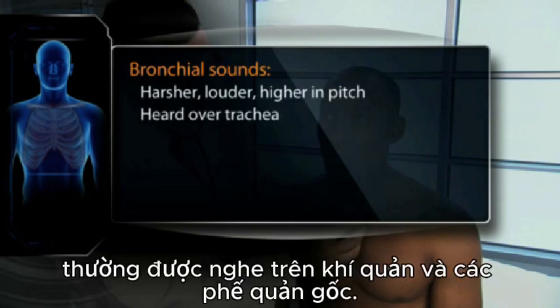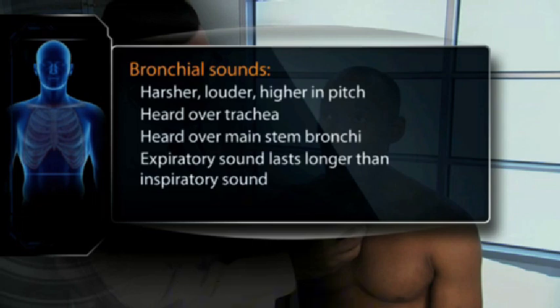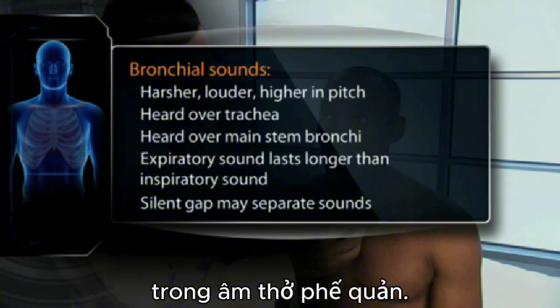They are often heard over the trachea and main stem bronchi. The expiratory sound lasts longer than the inspiratory sound. A silent gap may separate these two sounds in bronchial breath sounds.